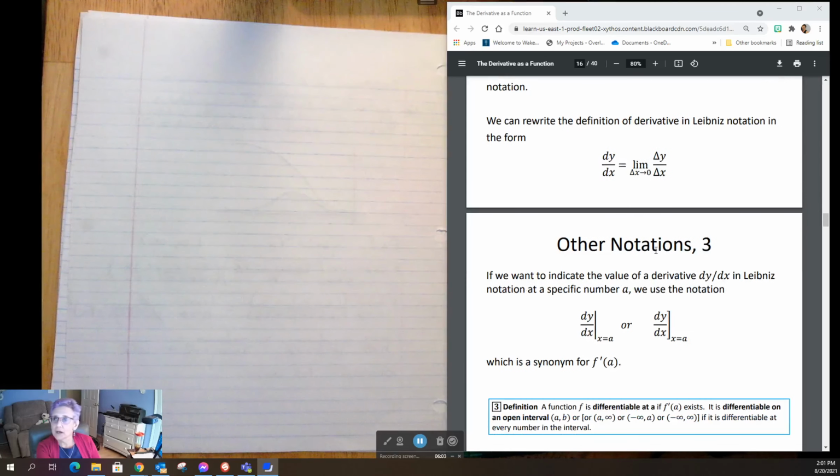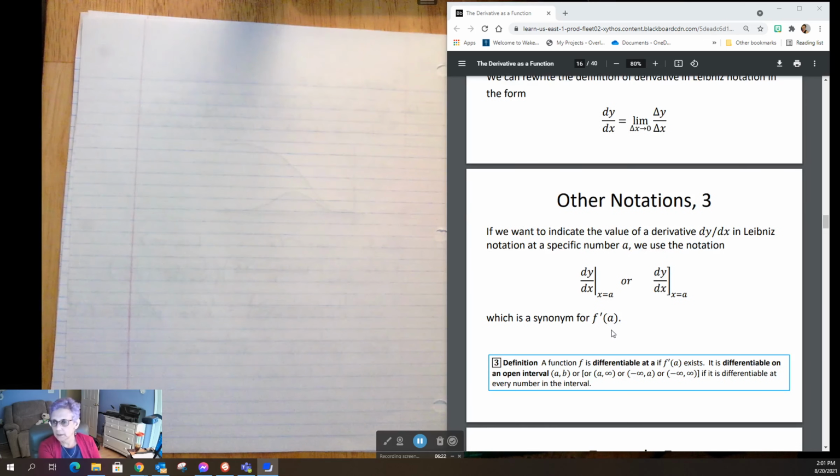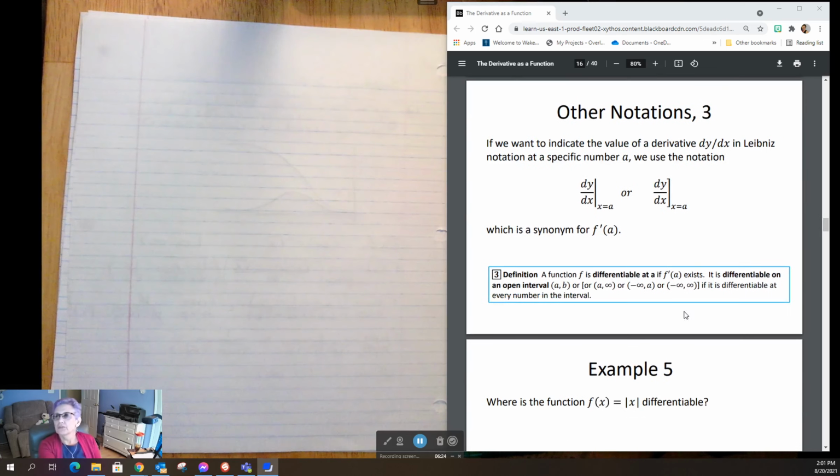If we want to find the derivative at a specific value, then we put this vertical line there and put x equals a. It's the same thing as f primed evaluated at a. It just allows us to plug an a in. You'd get a plain old number out if you plug it in. A function is defined to be differentiable if the derivative exists.